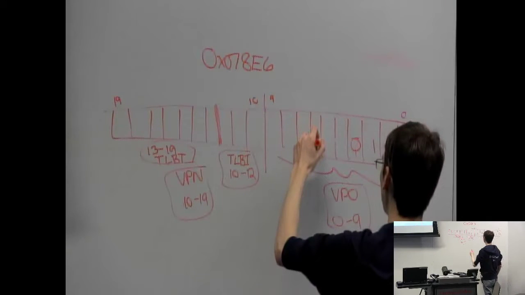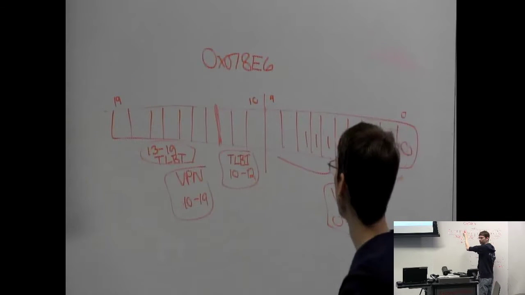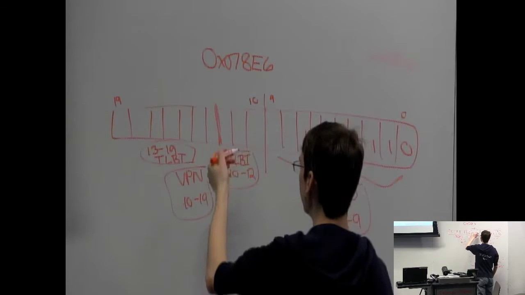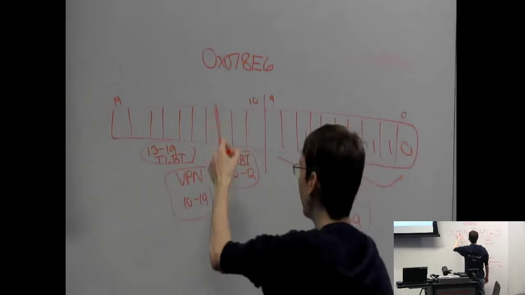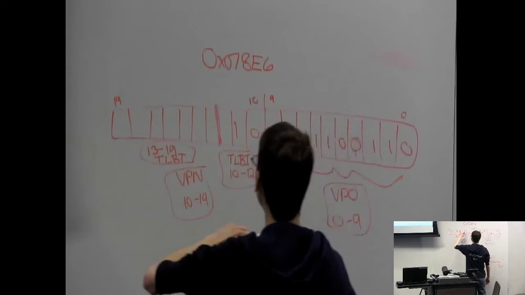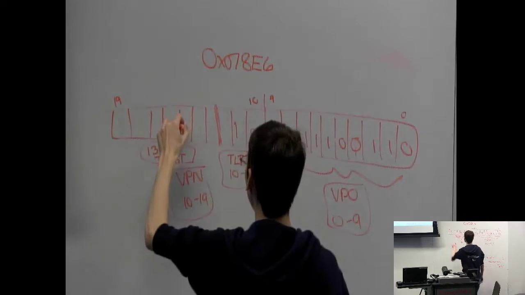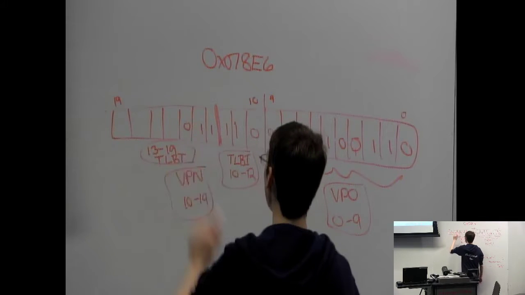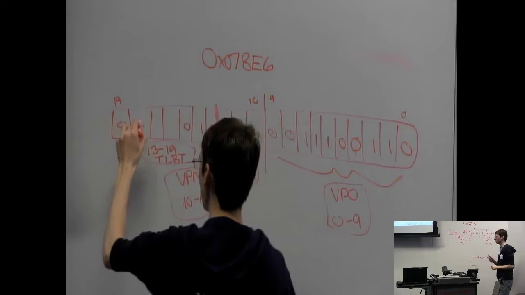Okay, now 8. What's 8? 1, 0, 0, 0. And what's 7? 0, 1, 1, 1, just 1 less than 8. And then 0, 0 is pretty easy. 0 is just all zeros. Okay, so we've gotten the bits for this number.